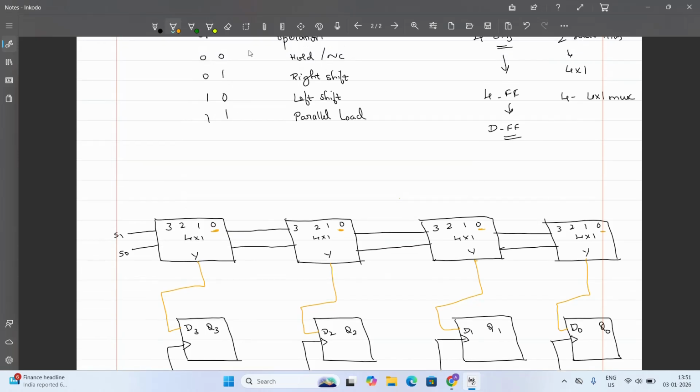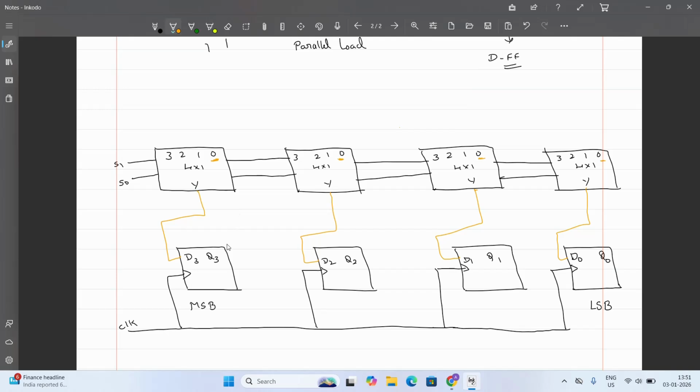Now, when the select input is 0, 0, it is hold. Hold means there should not be any change in the output. So when the 0 input is selected, whatever value I pass through the Y to D3 connection should be the same as the previous value of Q3. It should not change. So I just have to connect the 0th input to Q3.